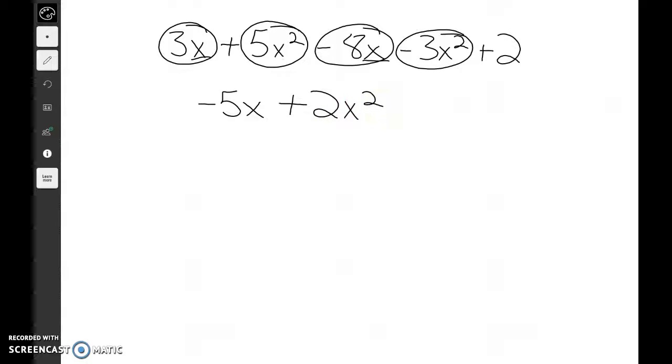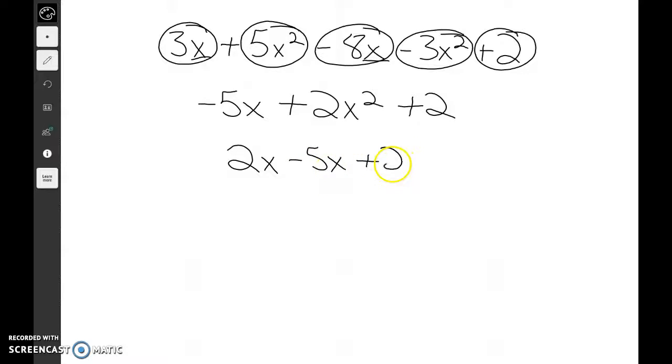And then the last number, notice how this number has nothing to combine with. There's no other plain numbers. So since there's no other plain numbers, we just simply write that number down on the end. So that will be plus 2. Now, we can't stop here because these are not in order from greatest to least exponent. So what we've got to do here is start with the highest exponent, which would be 2x squared. Then we would write the next one, which would be negative 5x. And then the last one would be the number without a variable, which is plus 2. That would get this into its simplest form.